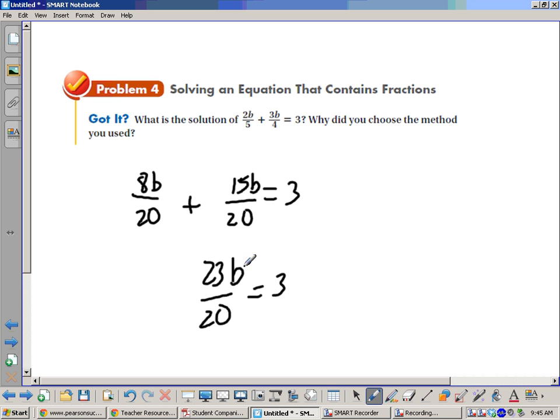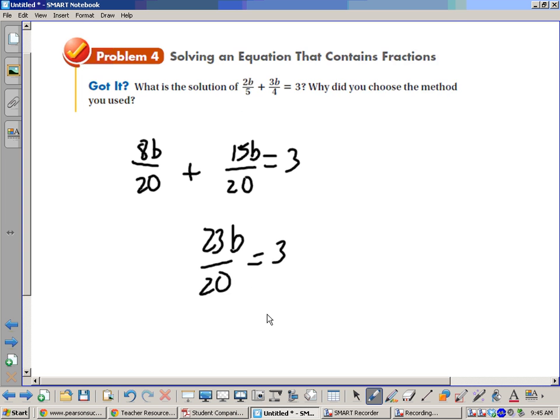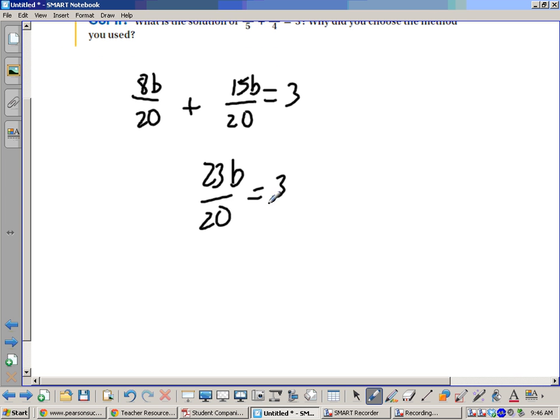So now that we've combined the like fractions, or the like terms, we can now go ahead and solve. There's 2 different ways you can solve for this. As we've talked about before, we can do it in 2 steps. We can multiply by 20. So we get 23b. So that drops this 20. Since we're dividing, we're multiplying. So we're going to get 23b equals 60.